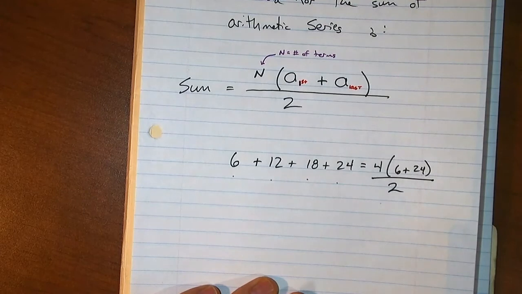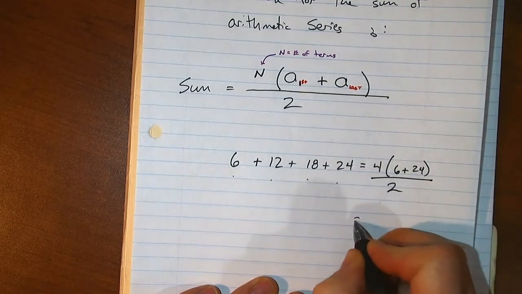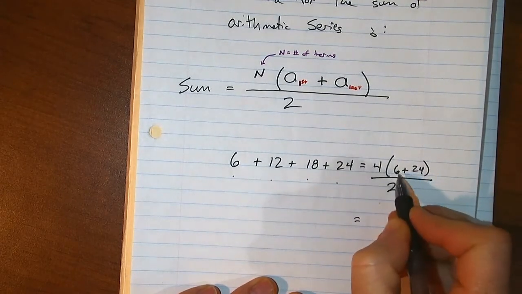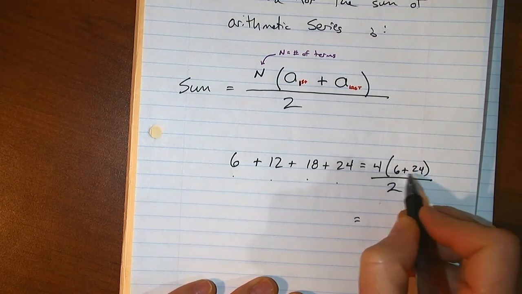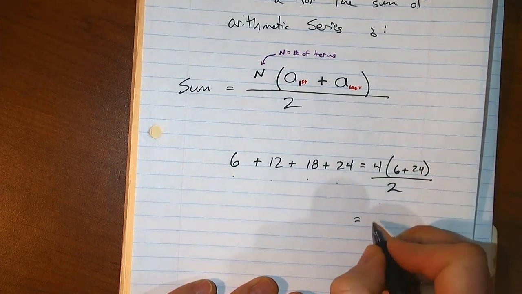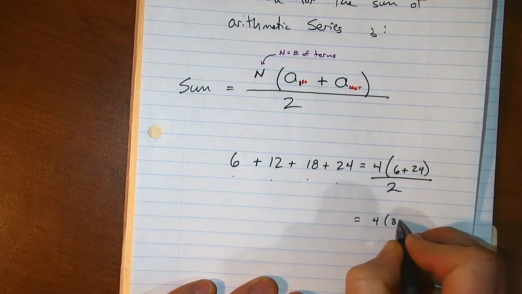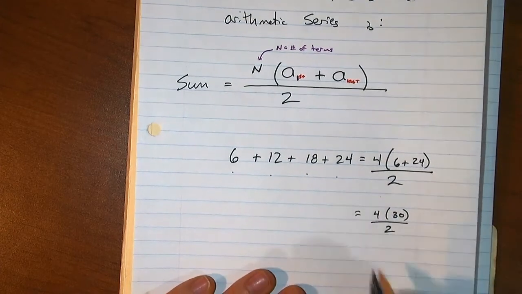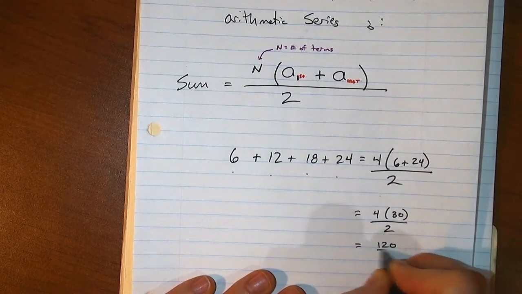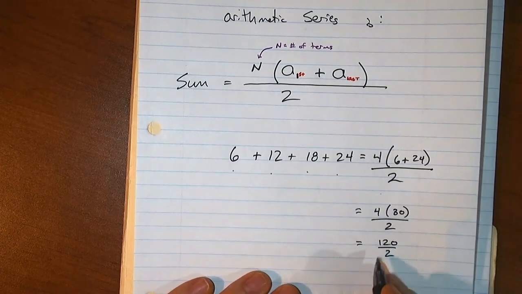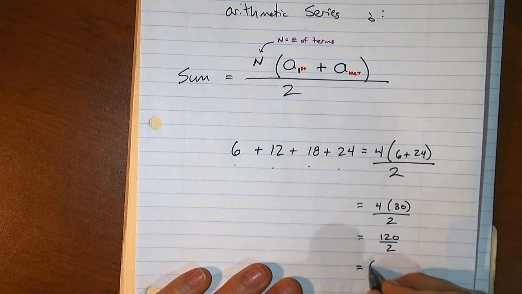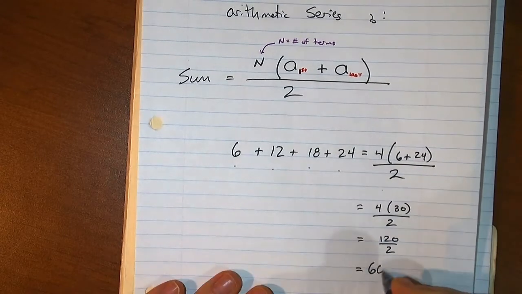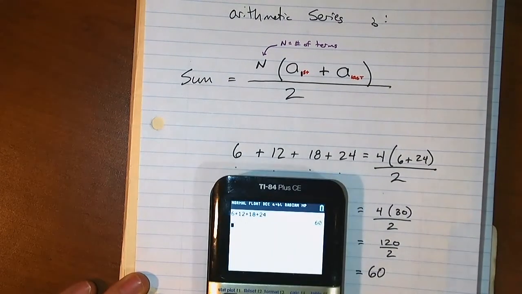Now I just use order of operations. I've got to start with inside the grouping symbol. So inside the grouping symbol, 6 plus 24, well, that's equal to 30. And then if I multiply 4 times 30, I'm going to get 120. And 120 divided by 2 is equal to 60. And that is exactly the answer I got.